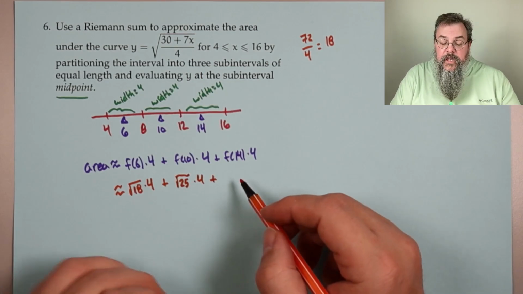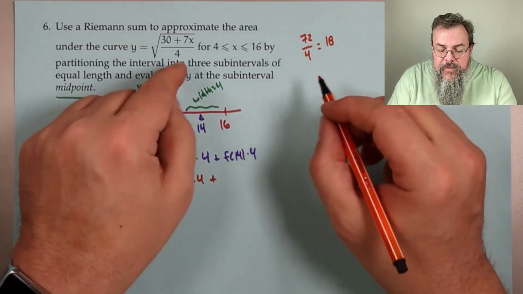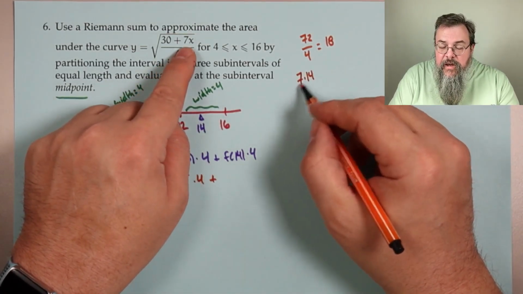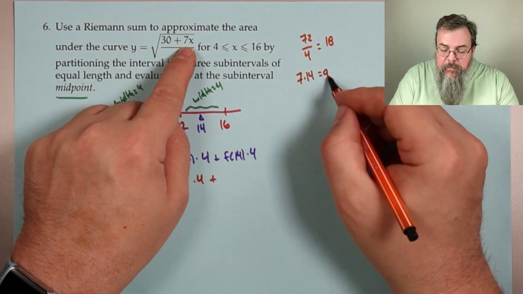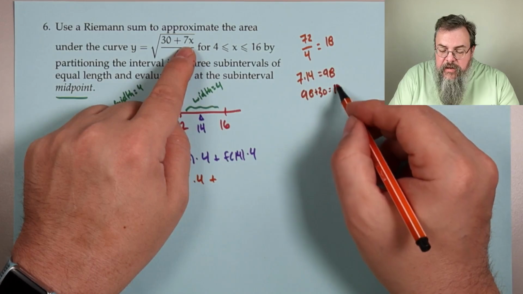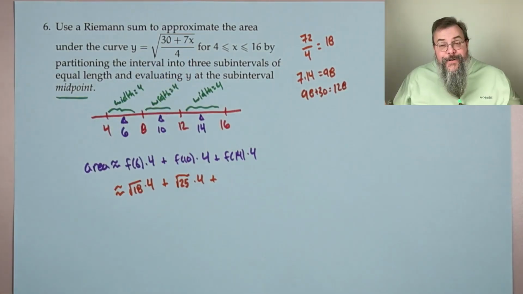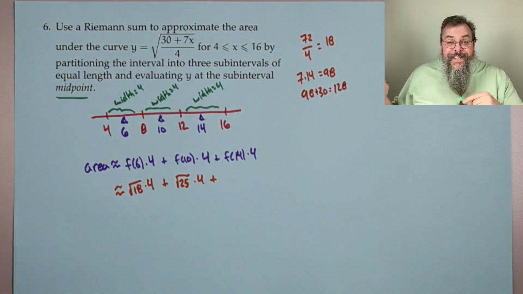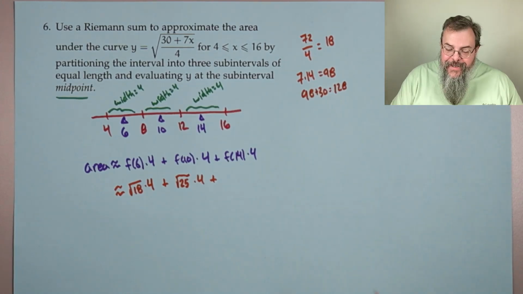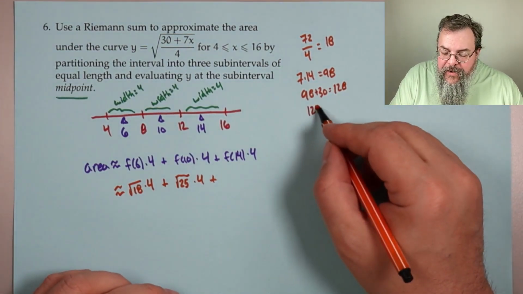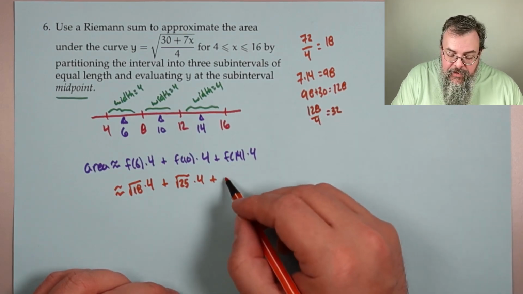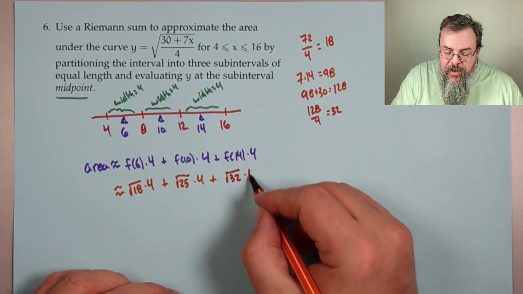Now this one, 14, we probably should work a little bit on. 7 times 14, well, that's 70 plus 28, that's 98. 98 plus 30, that's 128. For all you lovers of powers of 2, you might recognize 128. It's 2 to the 7th power. And 128 divided by 4 is 32. So this becomes the square root of 32.